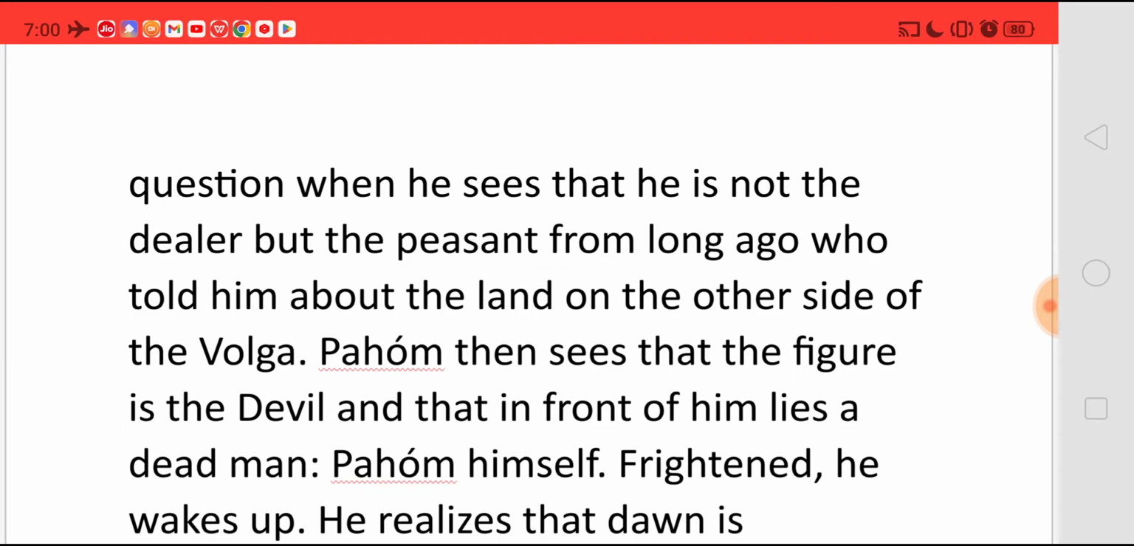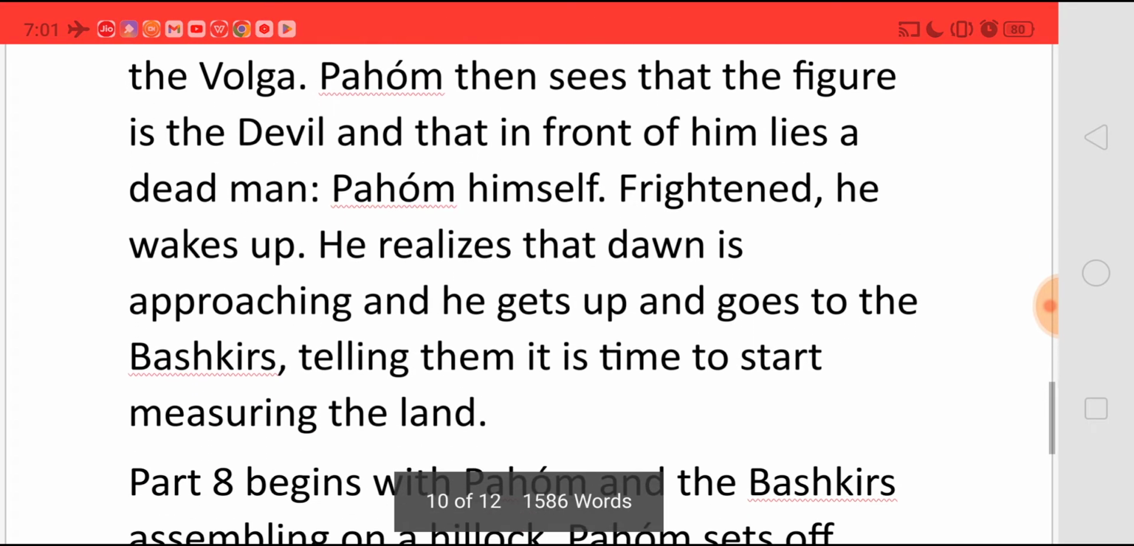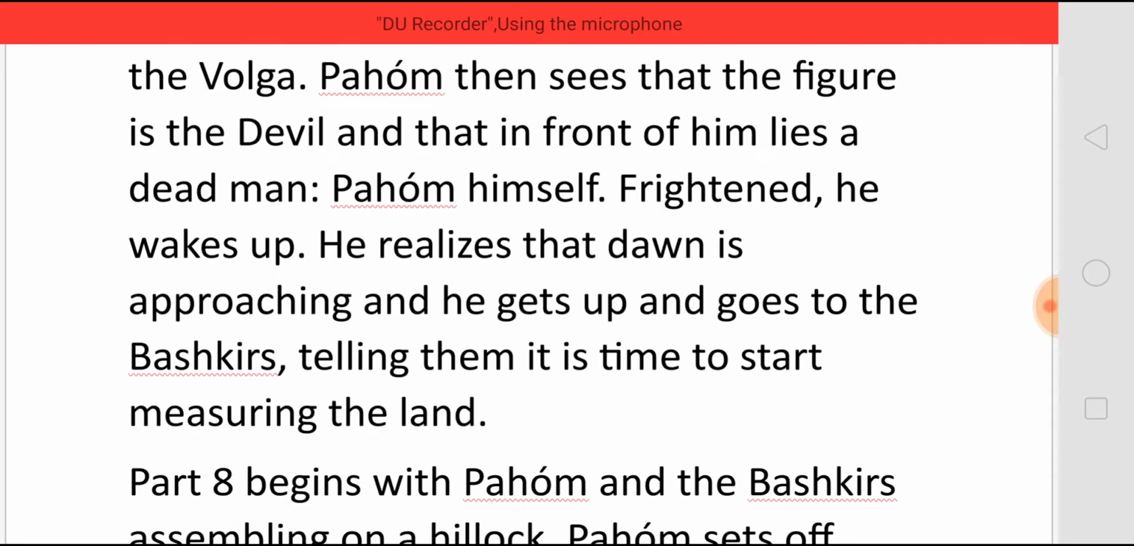So we understand that it is the devil who has come in the form of all these people in his life and has guided him to his greed. Frightened, he wakes up. Now he realizes that dawn is approaching, and he gets up and goes to the Bashkirs, telling them it is time to start measuring the land, because he feels that if he starts early, he can cover much more land before he could return back by evening.